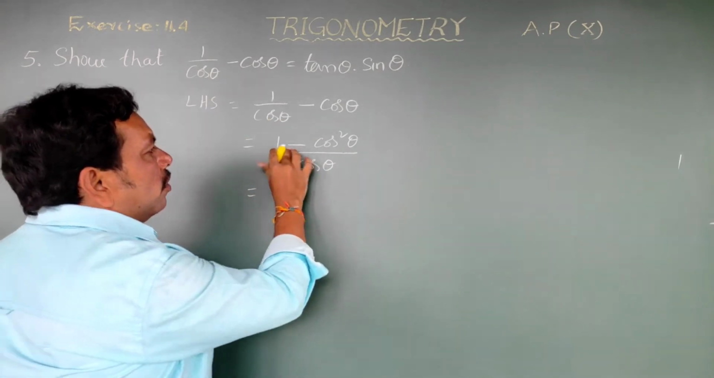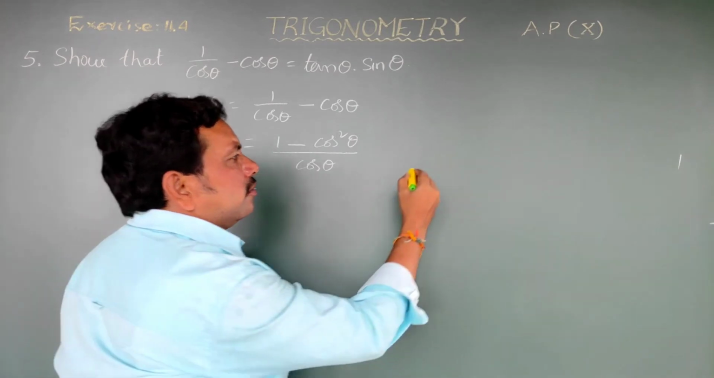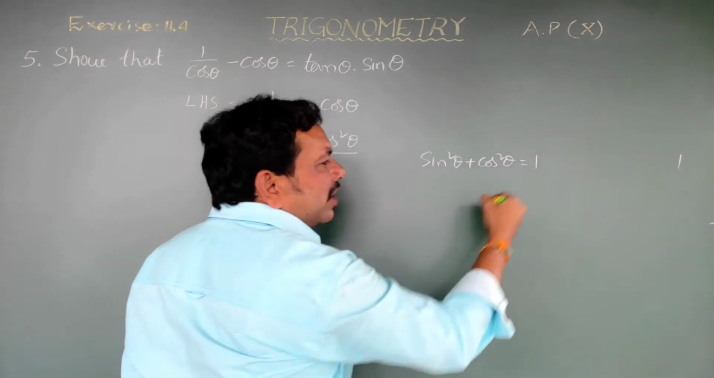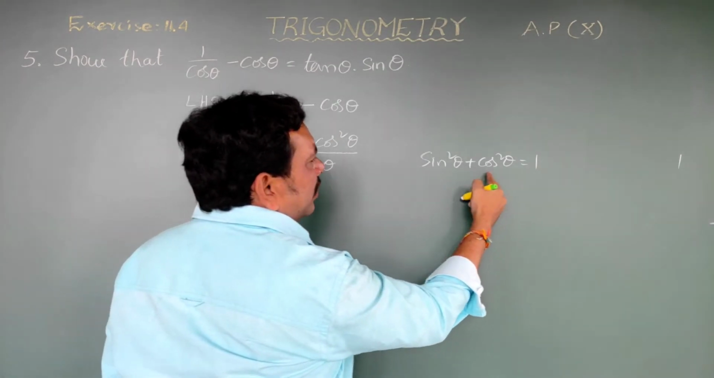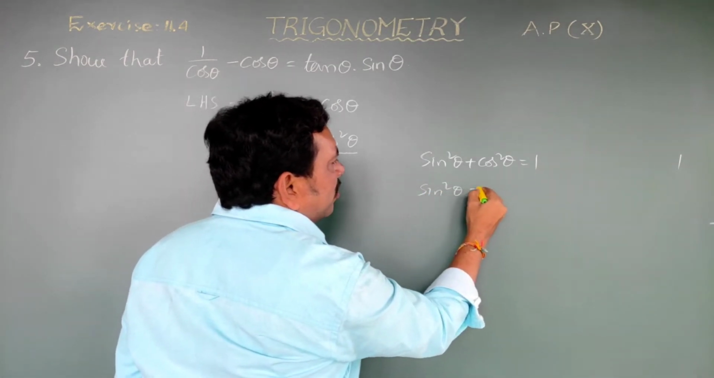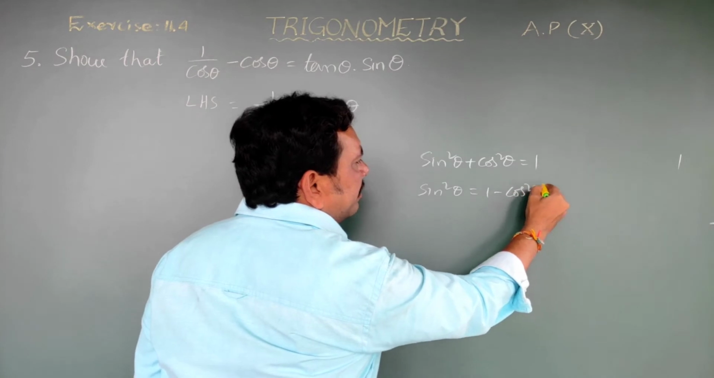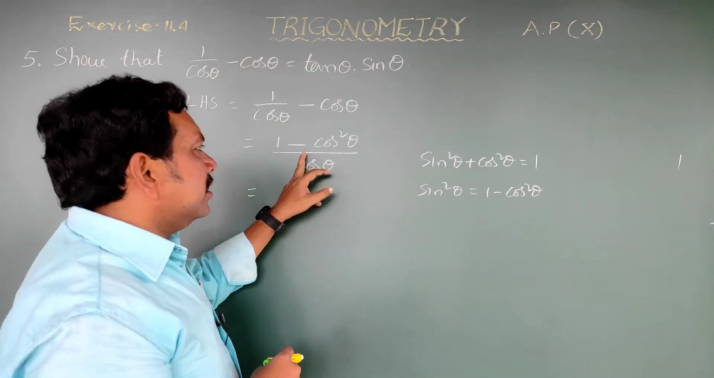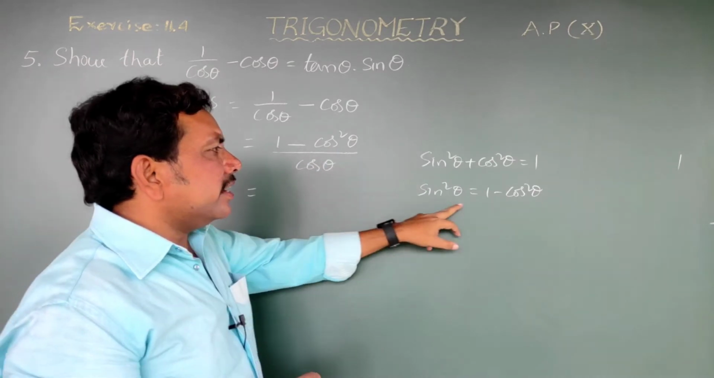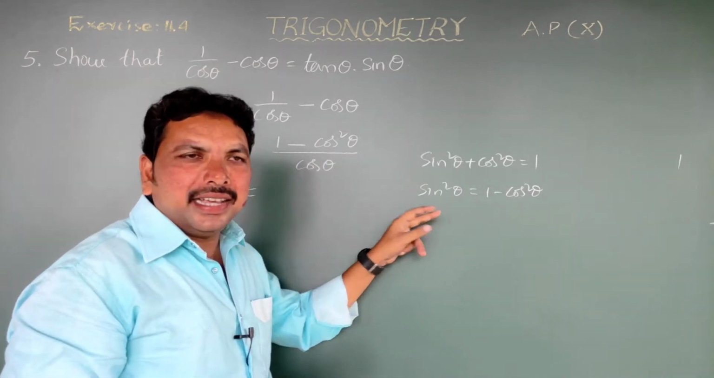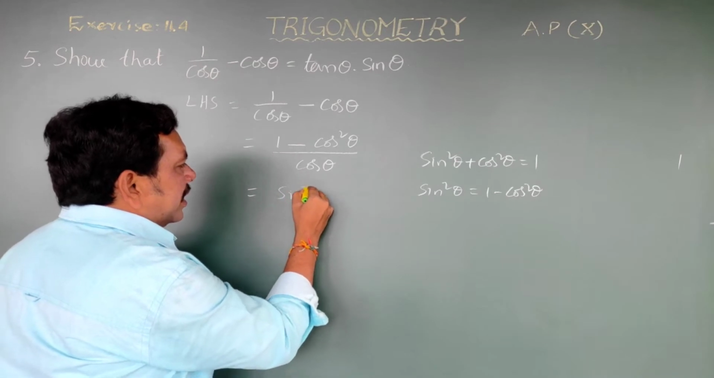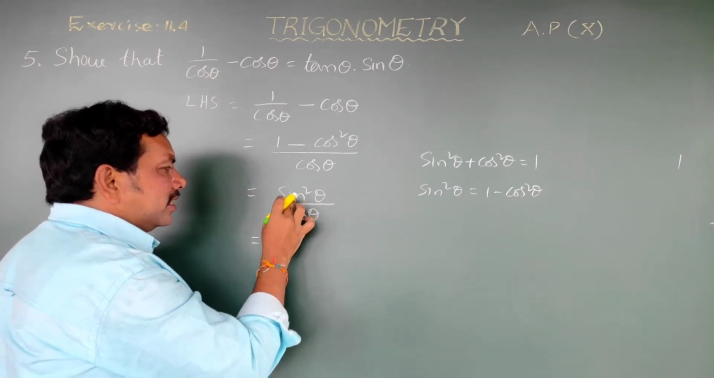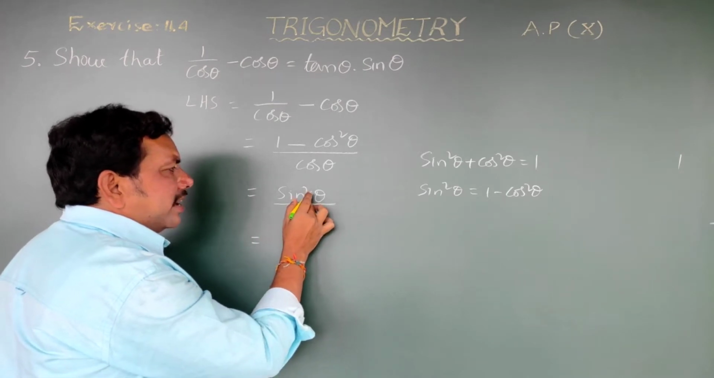That is equal to (1 minus cos square theta) by cos theta. We know sin square theta plus cos square theta is equal to 1. So sin square theta is equal to 1 minus cos square theta from this. This is the trigonometry identity 1. So in the place of 1 minus cos square theta, what will you write? Yes, sin square theta. So sin square theta by cos theta.